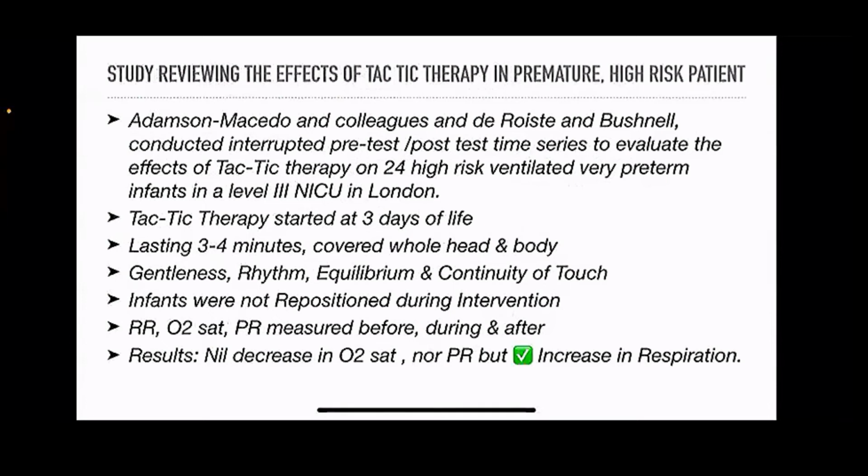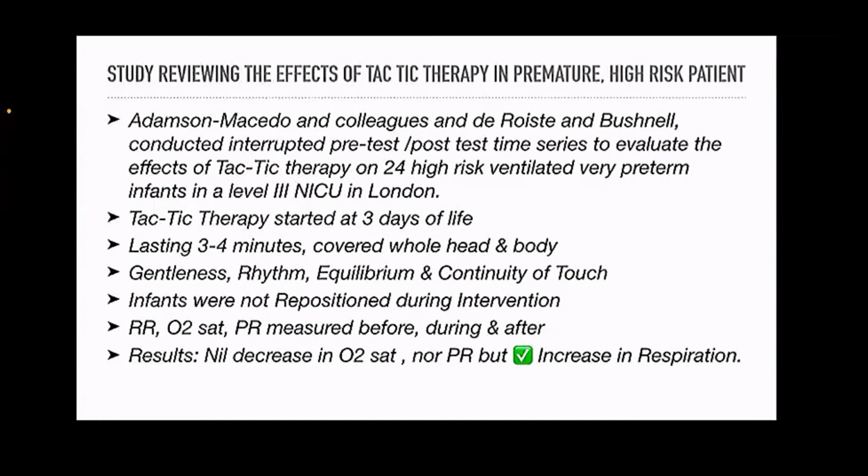Now, a study by Adamson, Massey, and colleagues, and Royce and Bushnell conducted an interrupted pre-test or post-test time series to evaluate the effects of this tactic therapy on 24 high-risk ventilated very preterm infants in a level 3 NICU in London. So the tactic therapy started at 3 days of life, lasting for 3 to 4 minutes, covered the whole head and body, and it included gentleness, rhythm, equilibrium, and continuity of touch.